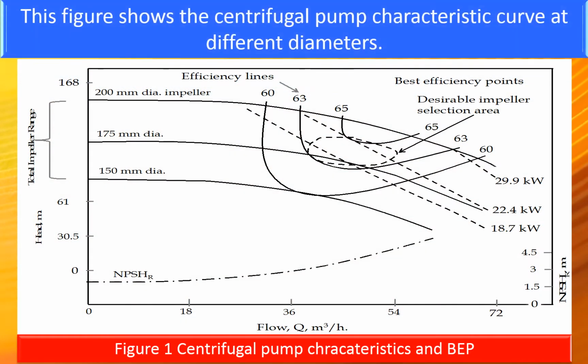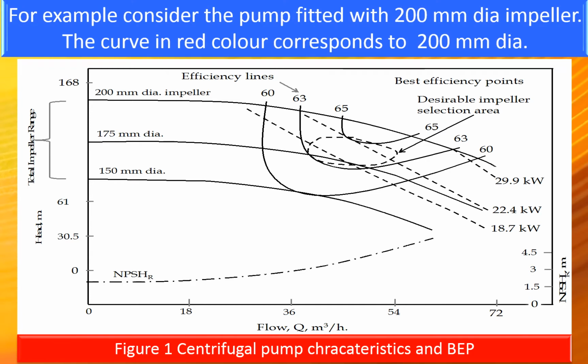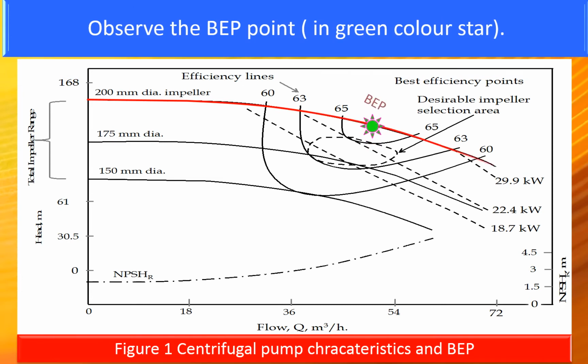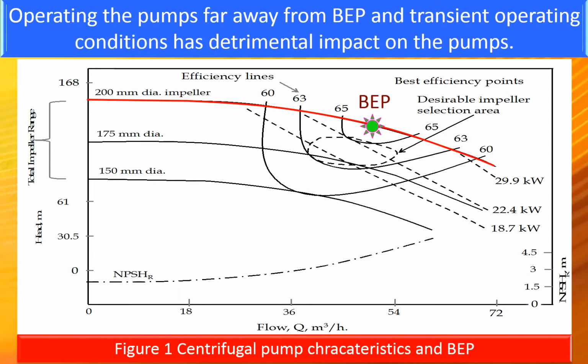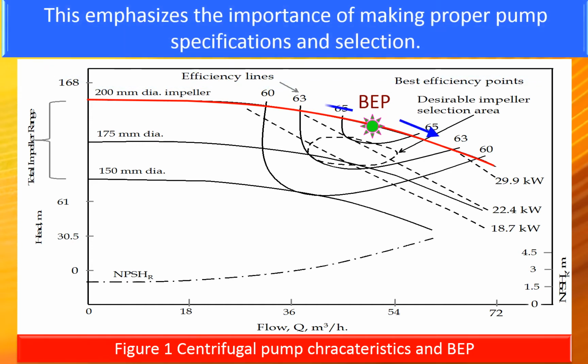This figure shows the centrifugal pump characteristic curves at different impeller diameters. For example, consider the pump curve at a 200 mm diameter impeller. The curve in red color corresponds to 200 mm diameter. Observe the BEP point in green color star. Operating the pumps far away from the BEP and transient operating conditions has a detrimental impact on the pumps. This emphasizes the importance of making proper pump specification and selection.